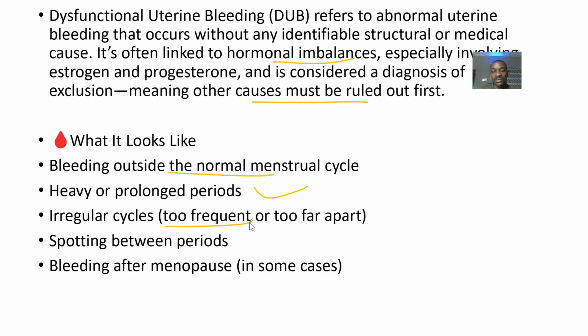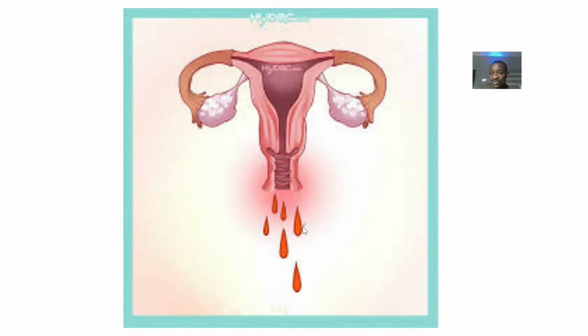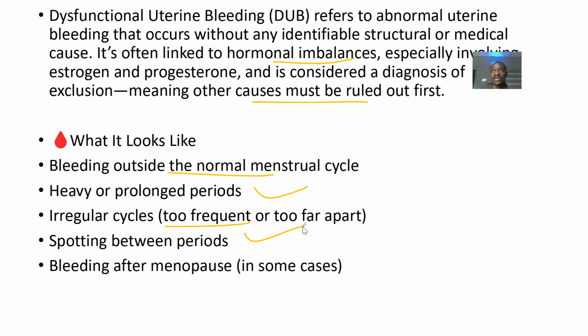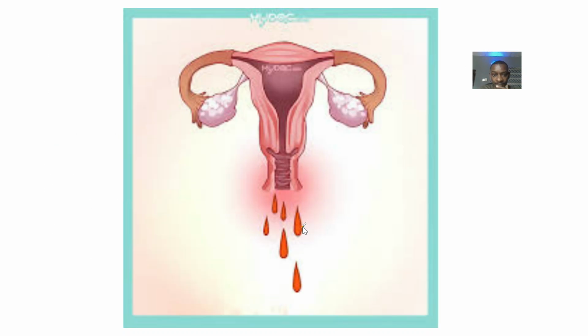Irregular periods, her periods can be too frequent or too far apart. She's spotting between periods. Sometimes not really bleeding, but some 1 or 2 blood clots on her pants outside her periods, right? Then she has hit menopause, but she's still bleeding. You understand? All of this is the possible ways in which dysfunctional uterine bleeding could actually look like.